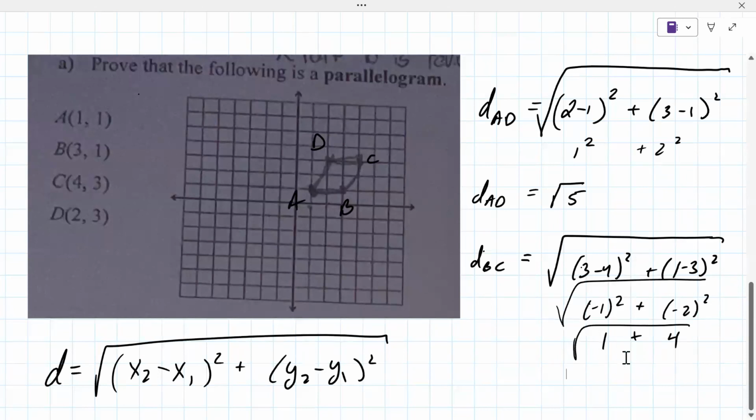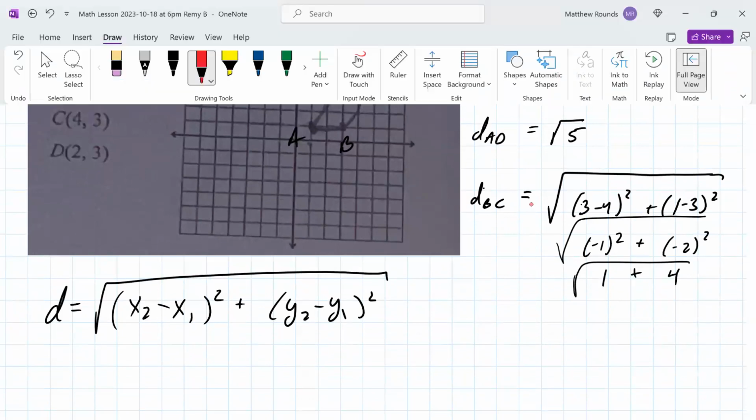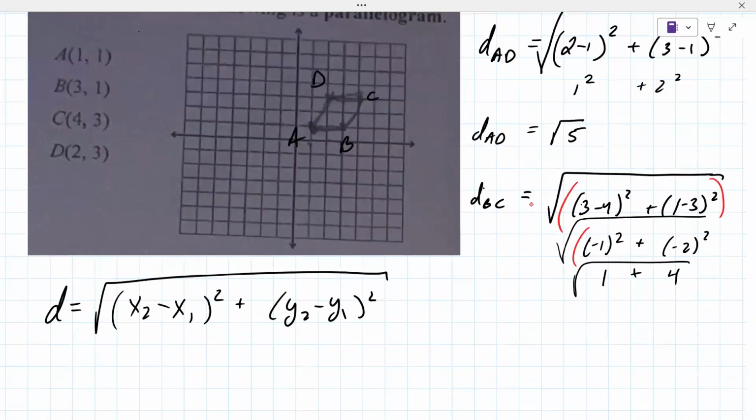Oh, 5. There's an implied parenthesis inside here, so you have to do this first before you take the square root. Oh, it was because I didn't do negative 1 squared. I just had positive 1 squared, so that's what got me to 6. Okay. Yeah. All right, good so far.